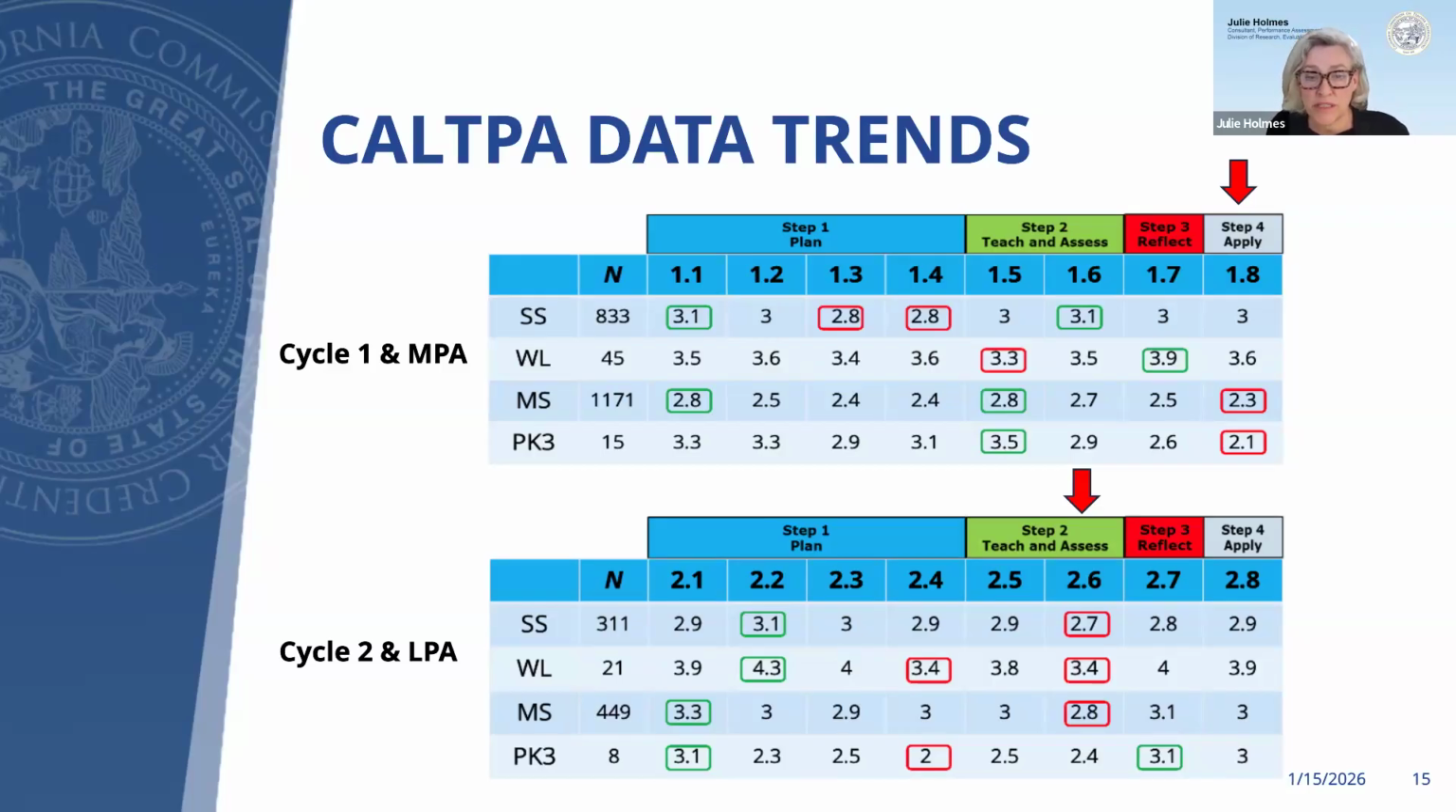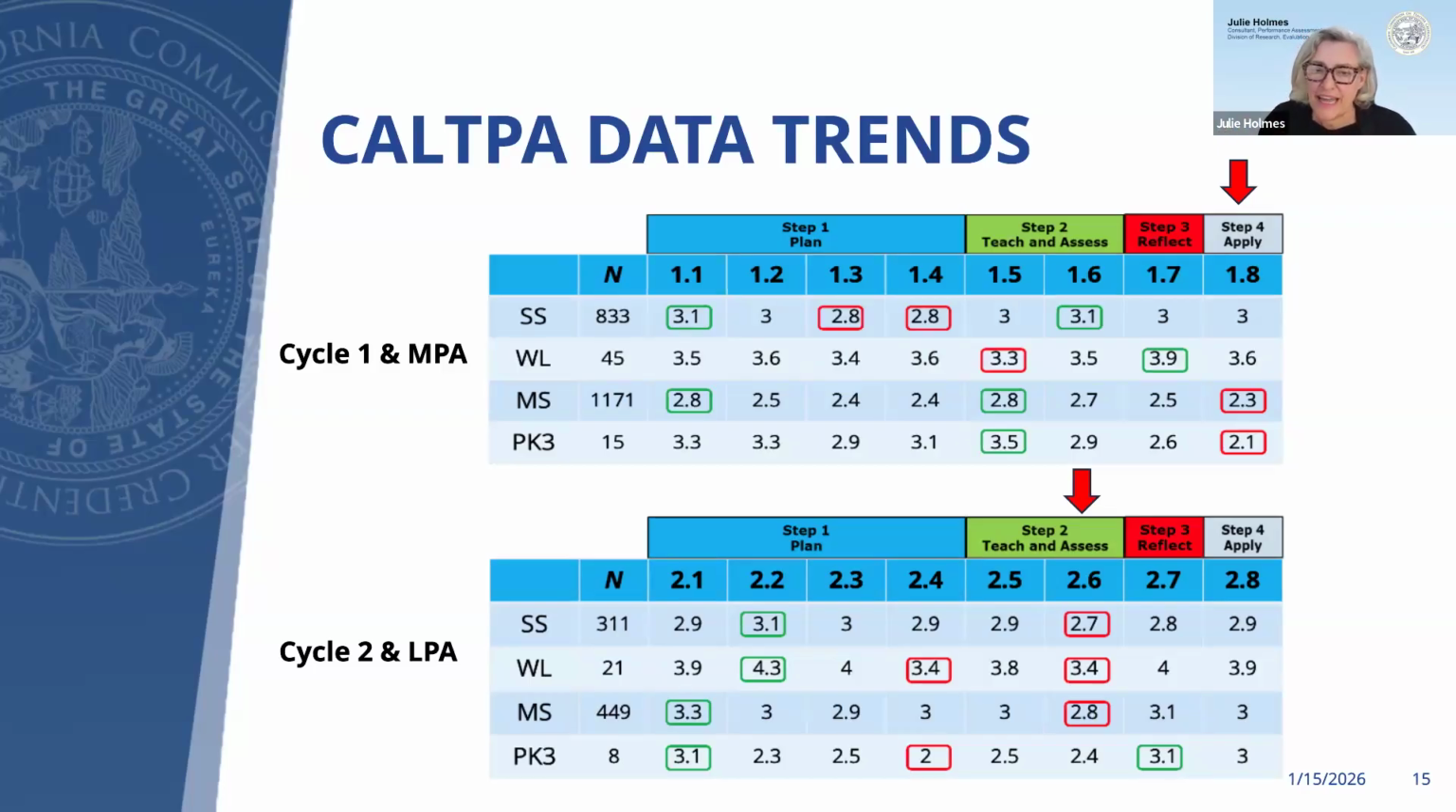And then for multiple subjects, 1,171 candidates. So this is some great data. Their higher scoring rubric areas would be 1 and 5 with a mean average of 2.8. And again, we're looking for 3 or higher as meeting the TPEs. So this is good, but could be improved. And the lowest scoring rubric for multiple subjects is step 4, apply, with a 2.3, which is interesting to me. I think we can unpack this a little bit in a couple of slides.